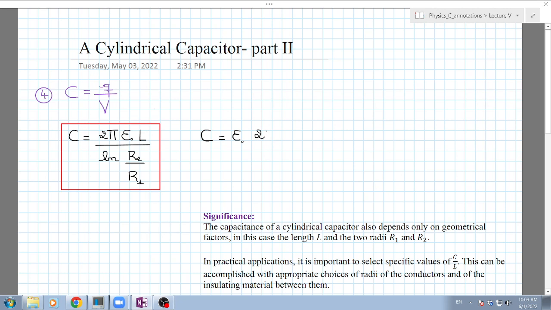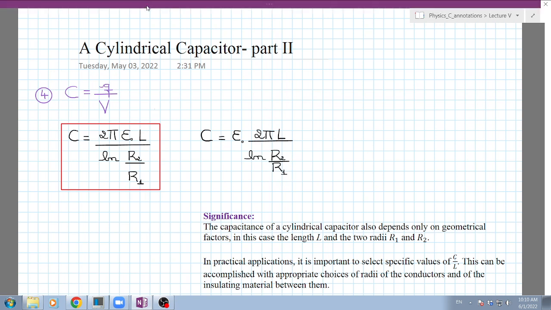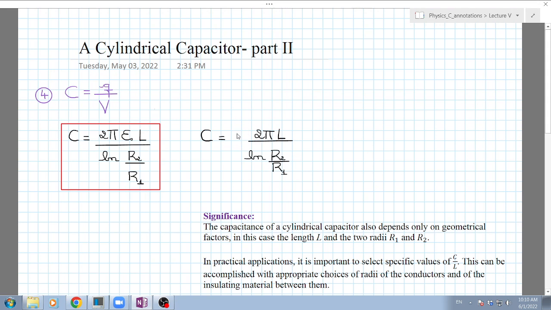the geometrical factor, 2 pi L, divided by the logarithm of R2 over R1. Rearranging, you can clearly see that, like previously, we have epsilon 0 multiplied by some kind of geometric factor.